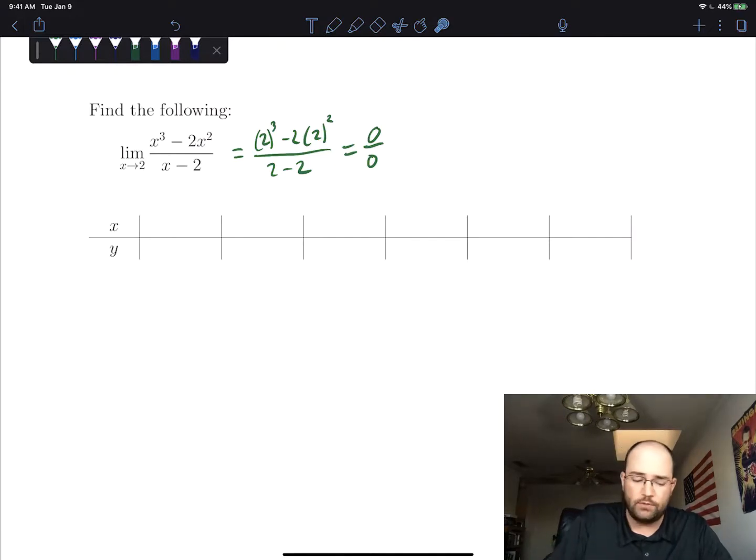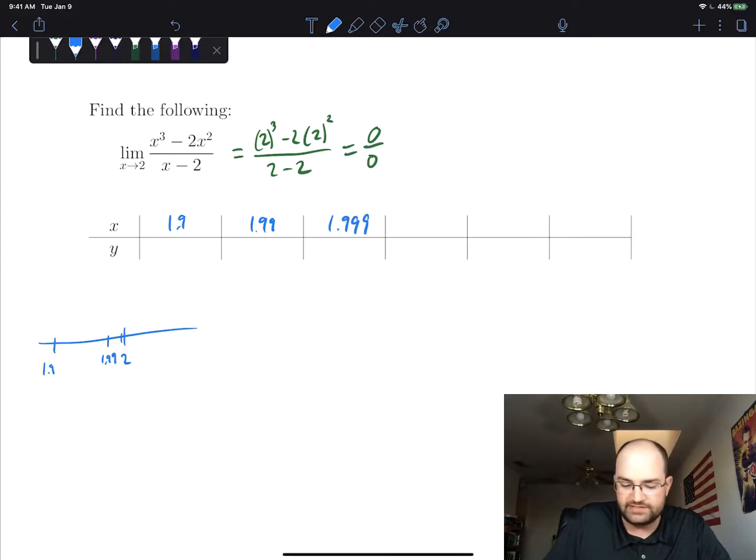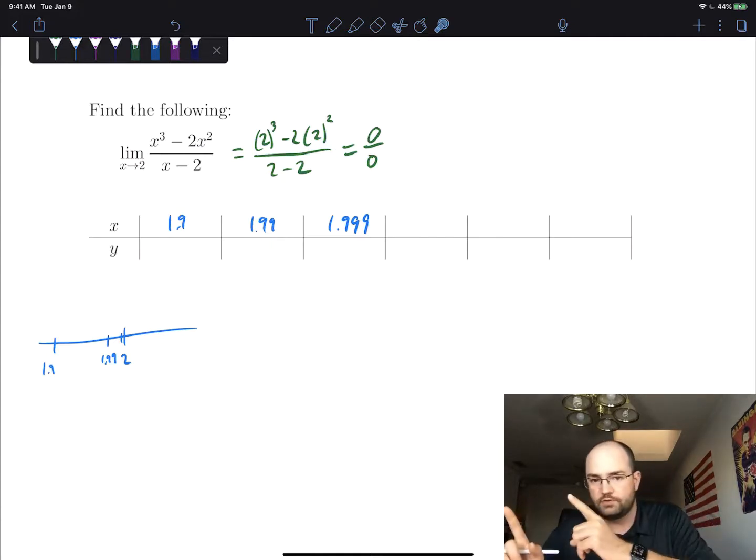So to see what's happening, I want to look at what's happening as x approaches 2 from the left. In other words, on the number line, I want a number that's relatively close to 2. So I'm going to say that's 1.9. That's the first number I'm going to look at. But then I'm going to look at 1.99. And after that, a little bit closer, 1.999. Now notice that as I'm getting closer and closer to that number 2, I'm looking for what's actually happening to the y value. And that's just from the left-hand side going towards the right.